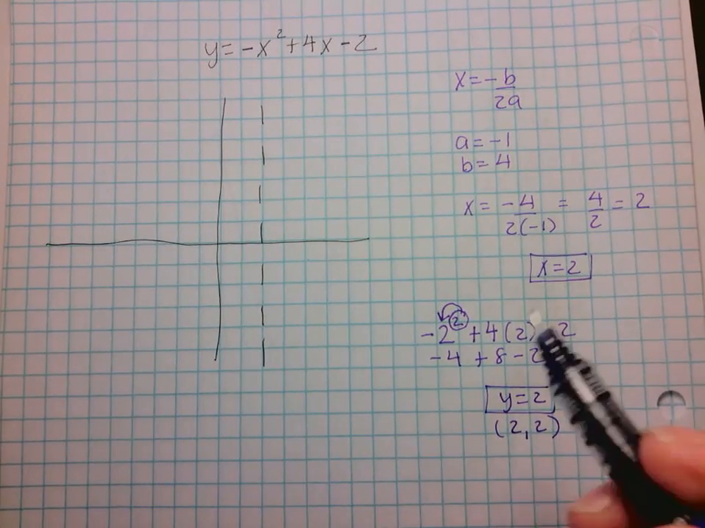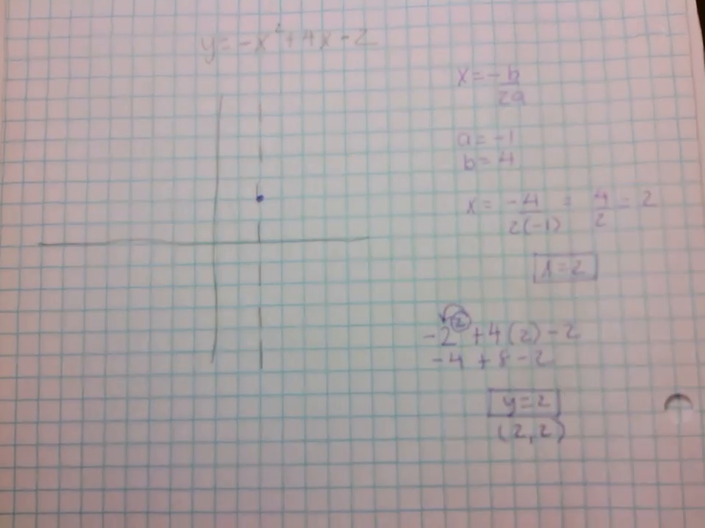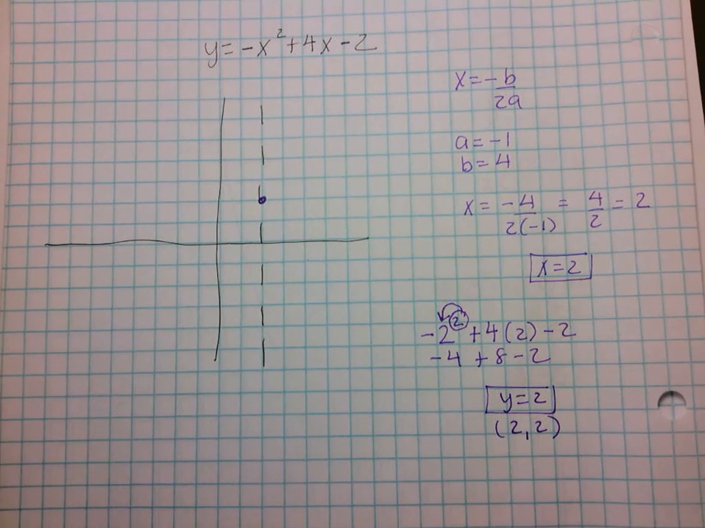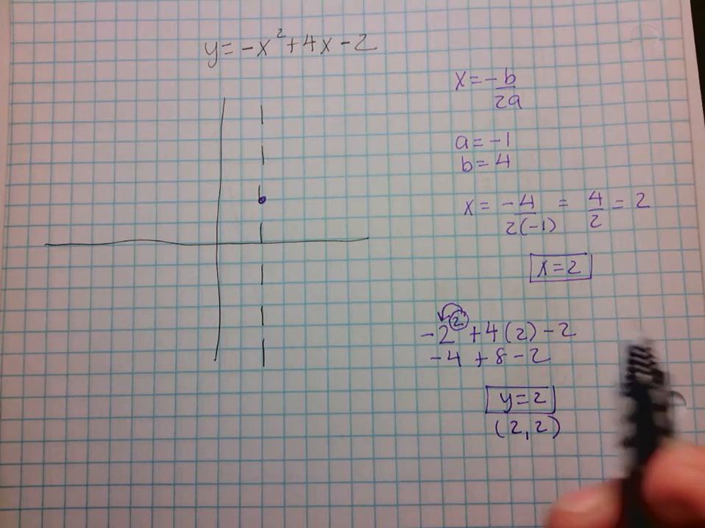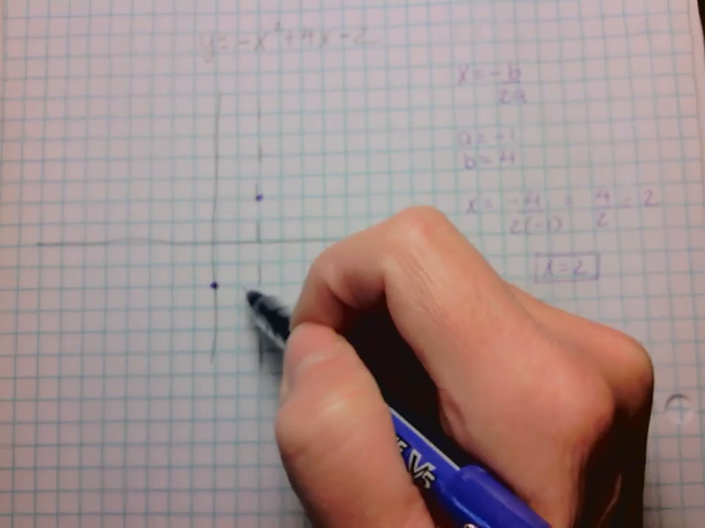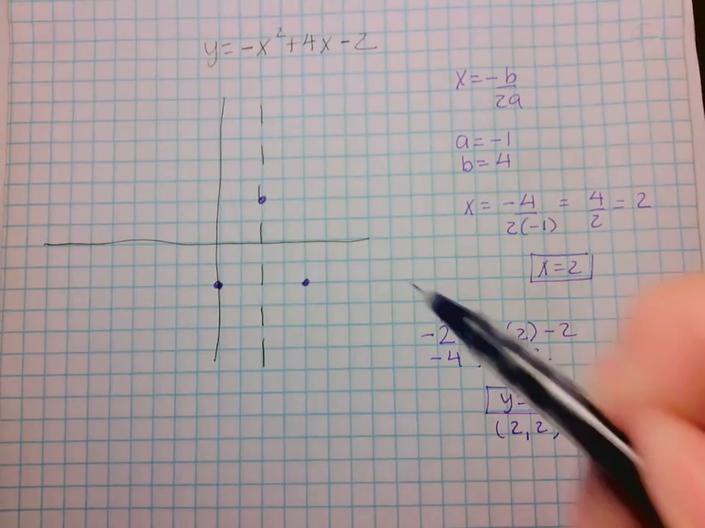So I'm going to put a point at 2, 2. I know this graph is going to open down because a is negative. So let me go ahead and figure out, what's my y-intercept? What is the value of y when x is 0? When x is 0, y is negative 2. So I know I have a point here, and then I want to reflect it.